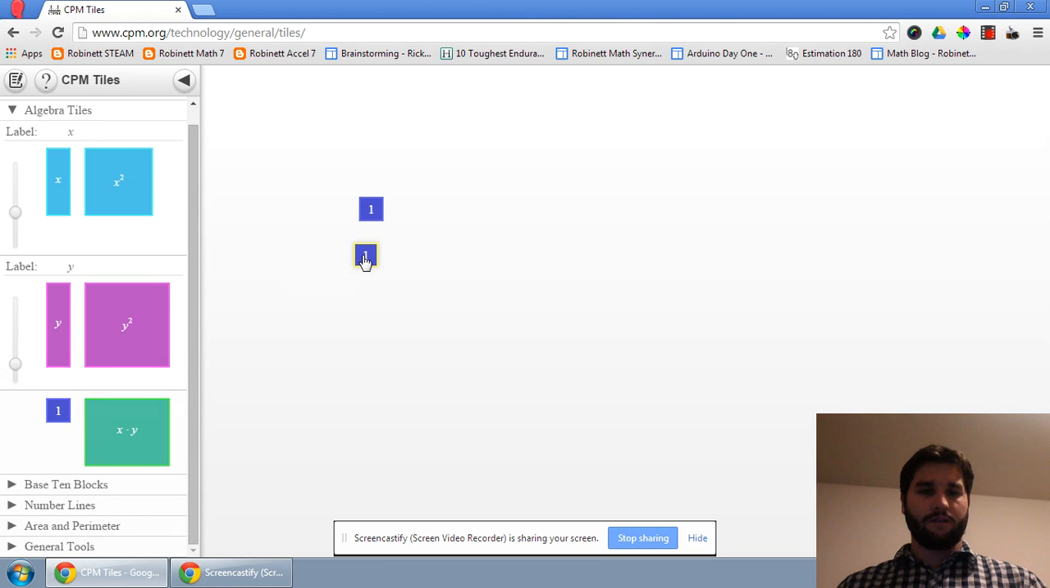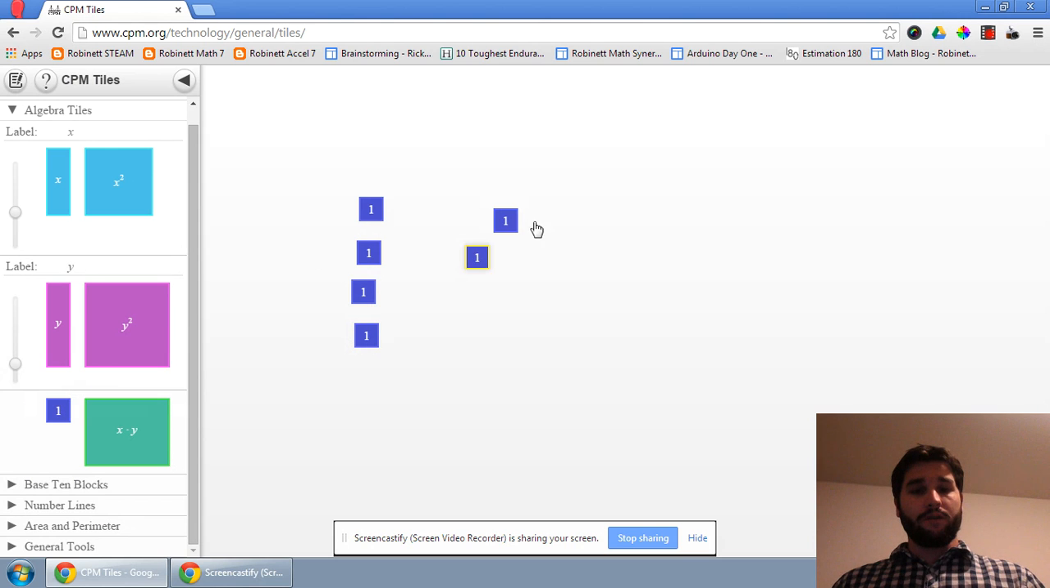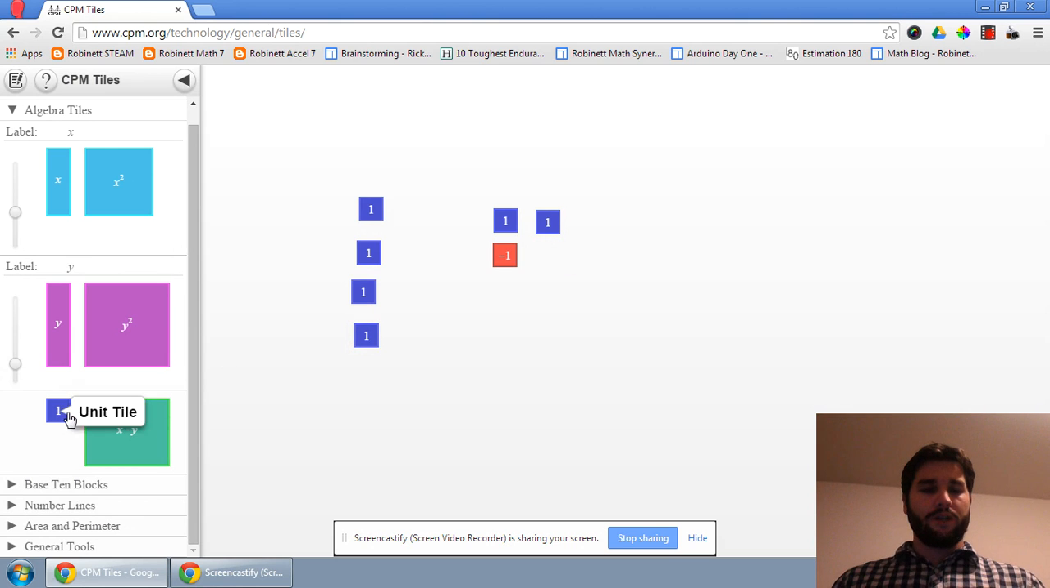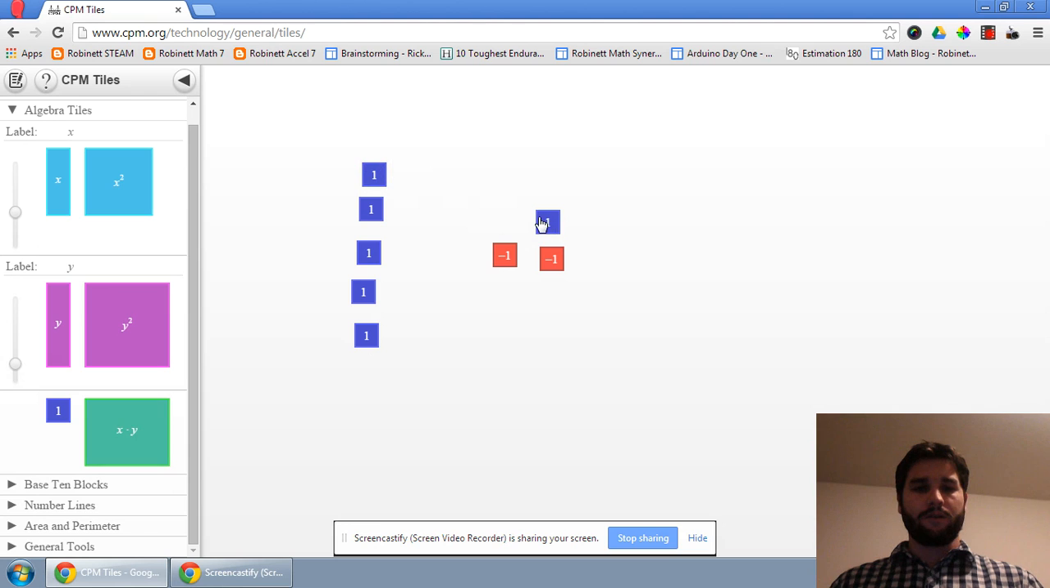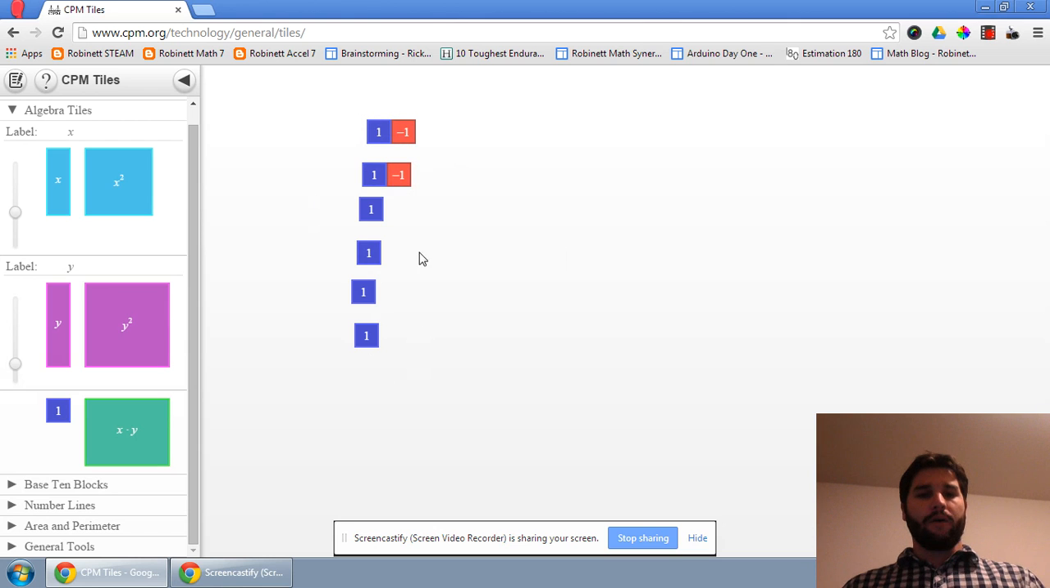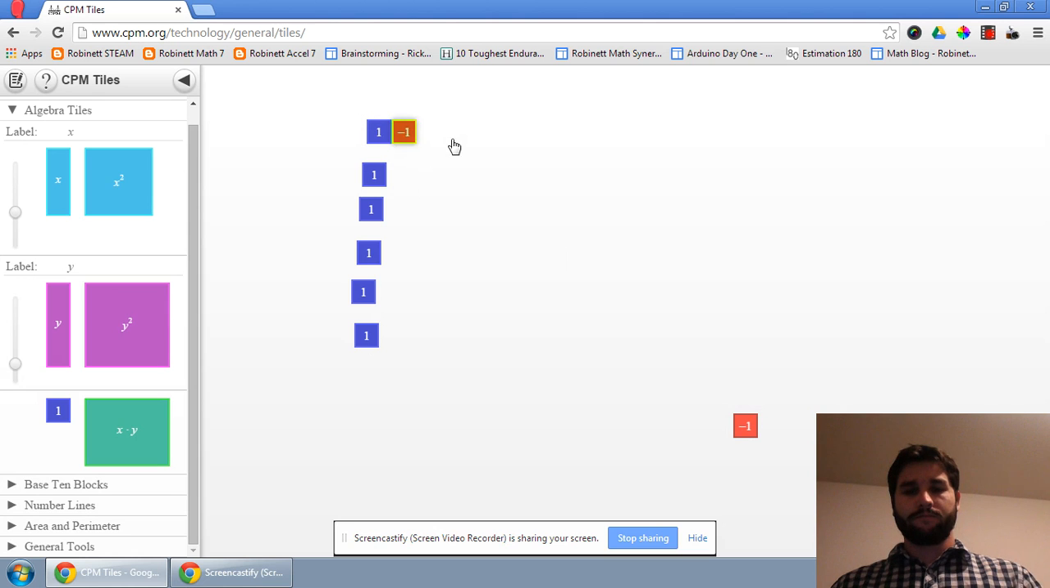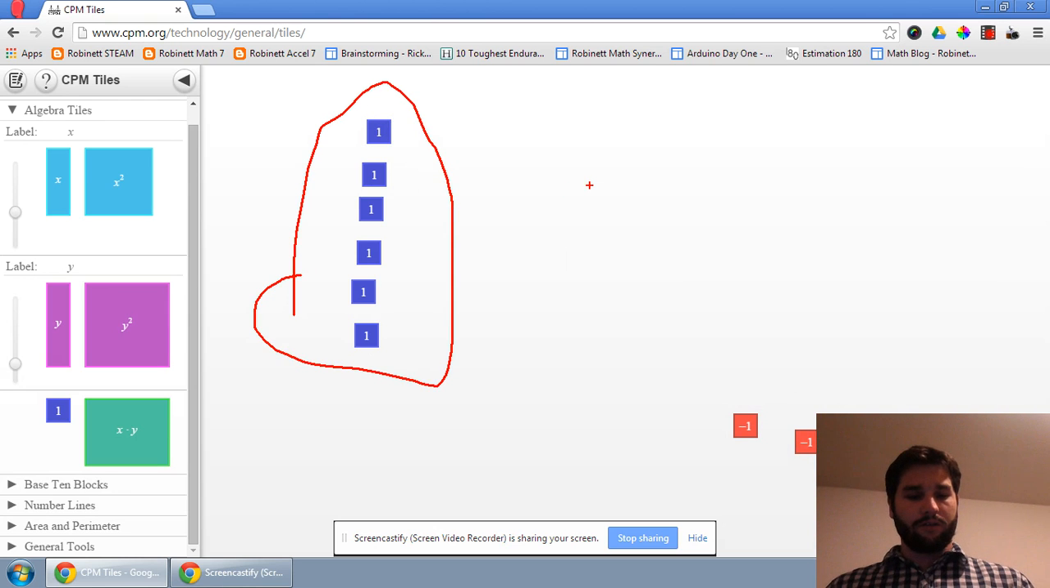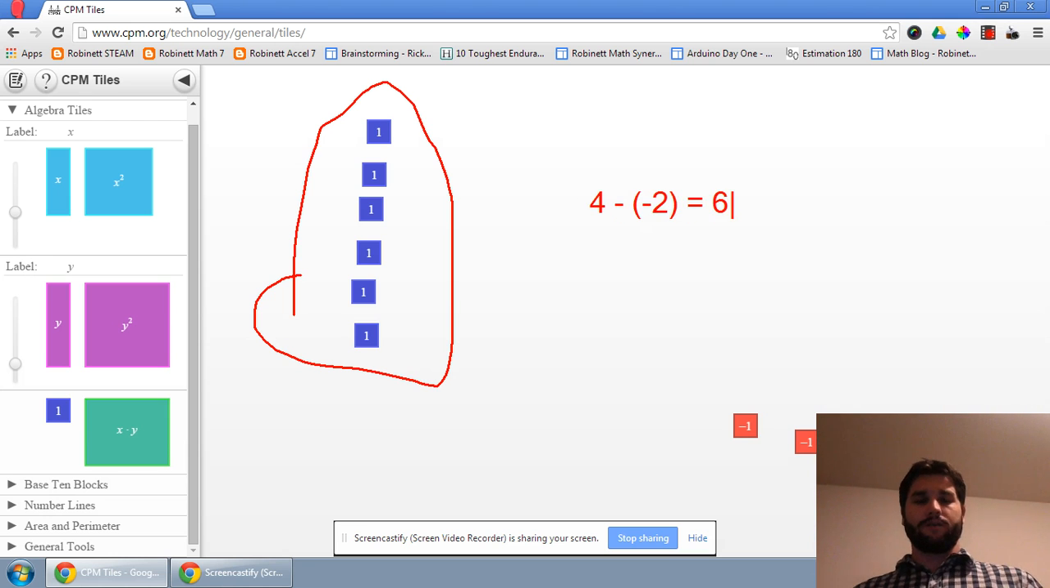So I start with 4. I know that I need to take away -2 tiles, 2 negative tiles. Okay, so that means I'm going to have to build 2 0 pairs. Once again, by building those 0 pairs, I'm not changing the value of 4. I still have a value of 4. I could show you by moving the pairs right above my 4, and you'll see that I still have the value of 4. But now I can take away the -2, and I am left with an answer of +6. So we can conclude that 4 take away -2 equals +6.